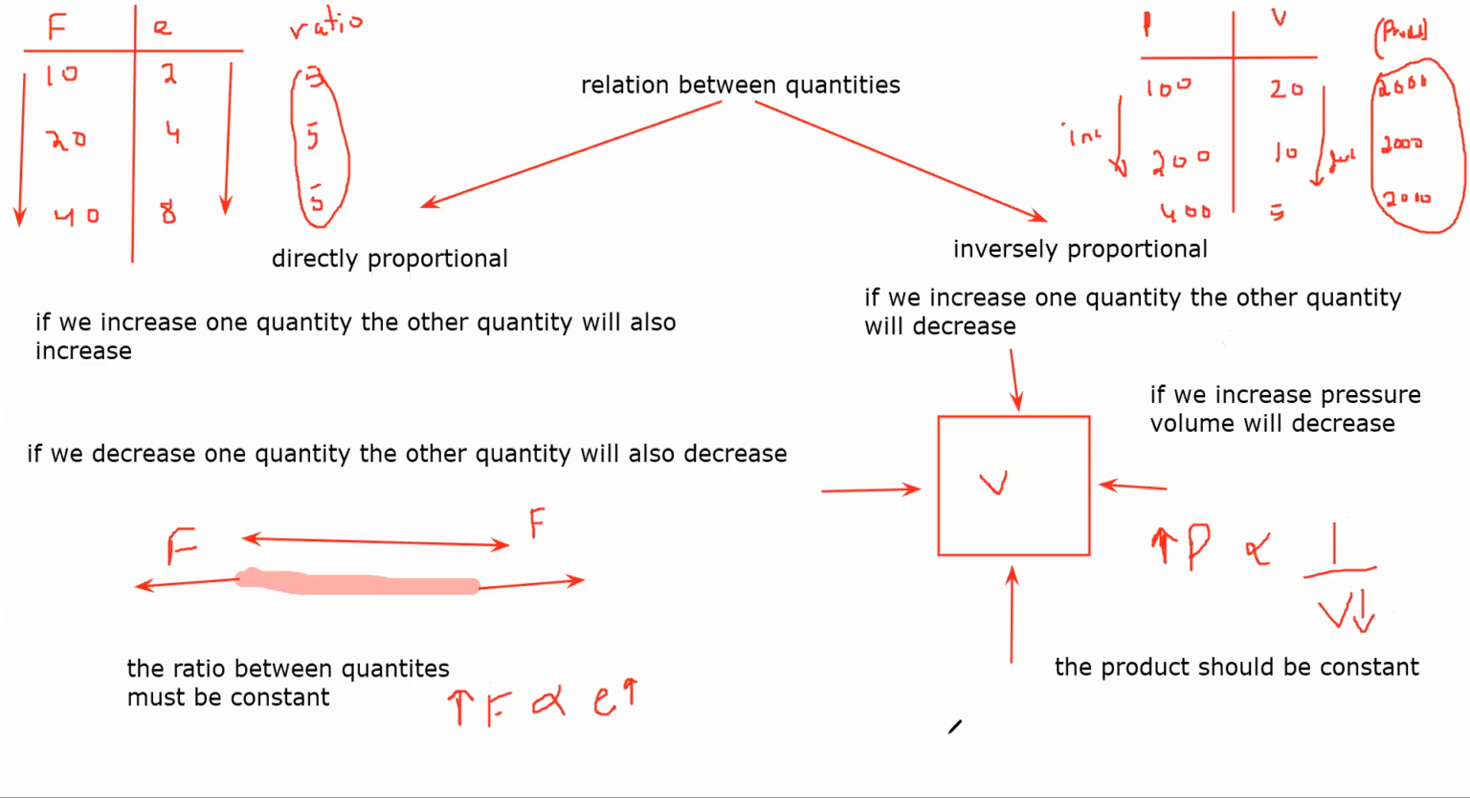So sometimes in paper 6, you have to identify a relation between the quantities from a table. How will you identify it? First you check, if you change one quantity, what happens to the other. If both are increasing or both are decreasing, then you find the ratio. If the ratio is constant, it means they are directly proportional. But if one quantity is increasing and the other is decreasing, then to know whether they are inversely proportional, you find the product. If the product is constant, it means they are inversely proportional to each other.